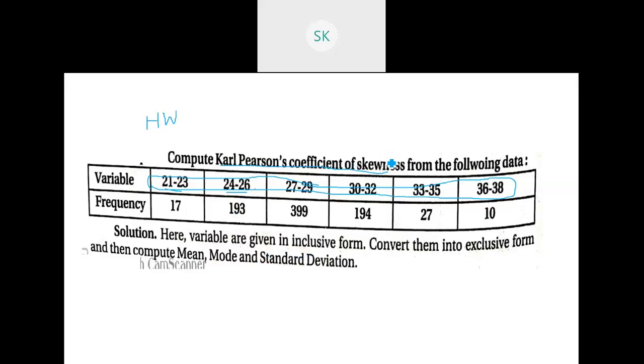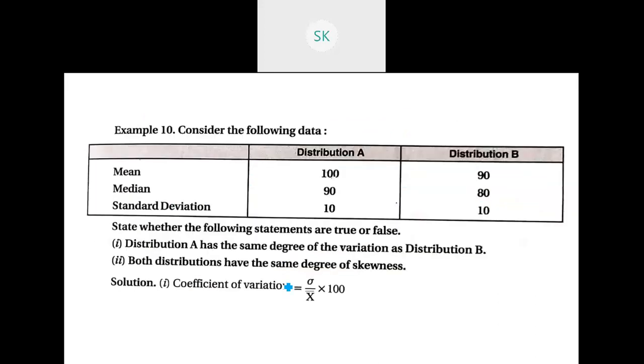So you have to tell me the answer for skewness, arithmetic mean, standard deviation and mode. I want all of these answers in tomorrow's class. You can solve it. If you have any doubt, you can come back to me on the WhatsApp group. So let's go on to the next problem.